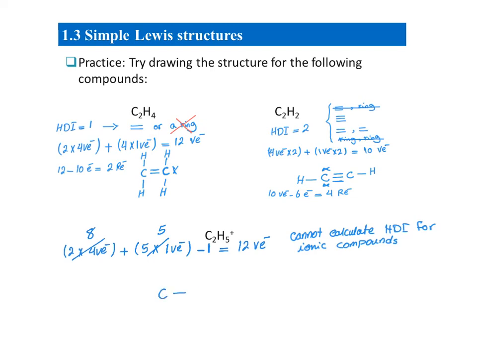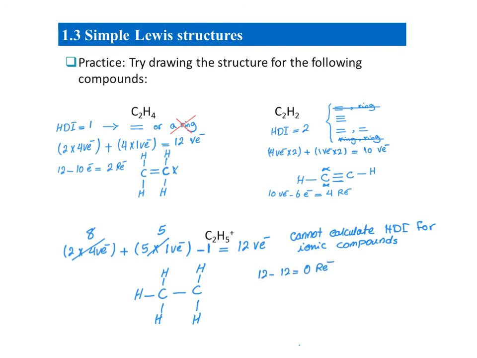So 2 carbons, I can see C2, connect them together. I have 5 hydrogens. So I can put 3 of them on one carbon and 2 of them on the other. I cannot follow symmetry here because I don't have enough number of hydrogens. Then I need to count how many electrons I used to draw the single bonds. So I used 2, 4, 6, 8, 10, 12 electrons. And if I remove that from these 12 electrons, that gives me 0 remaining electrons.